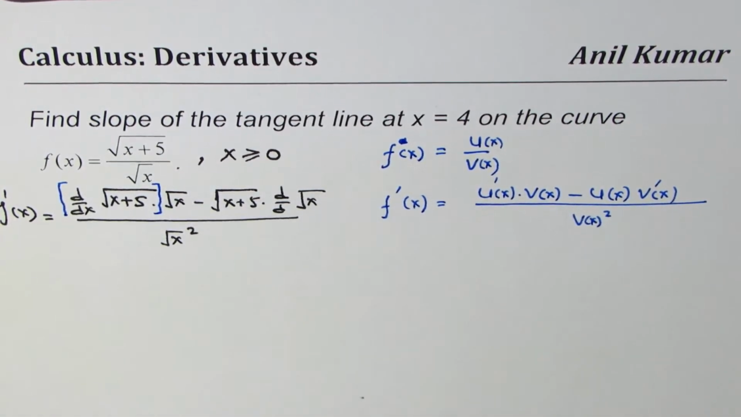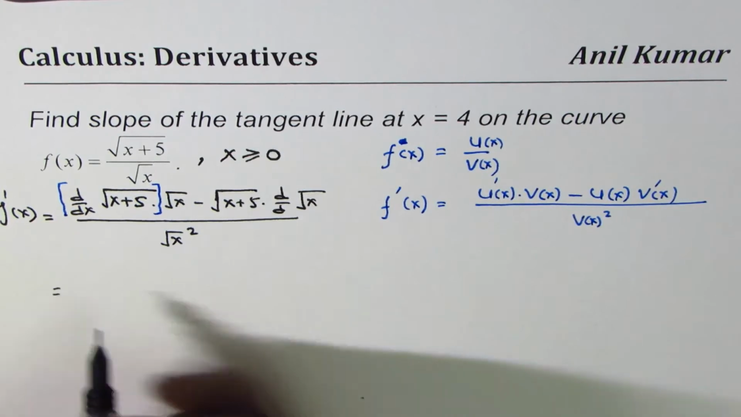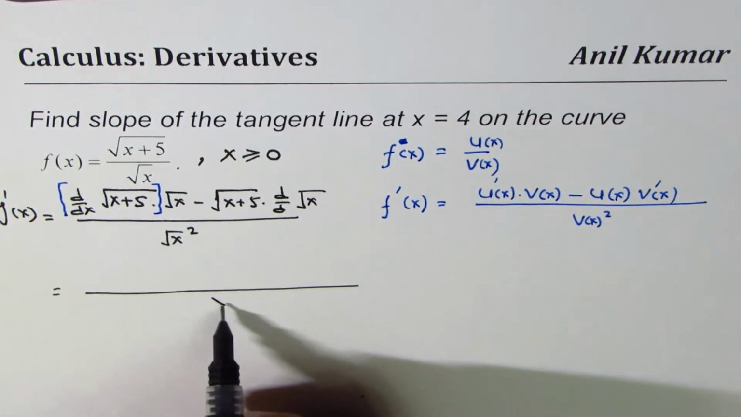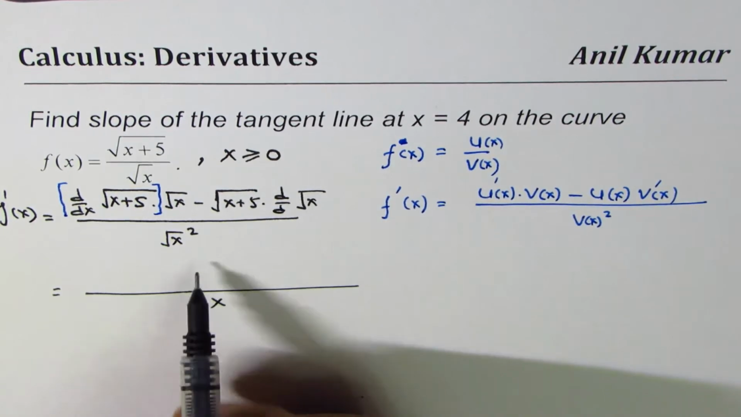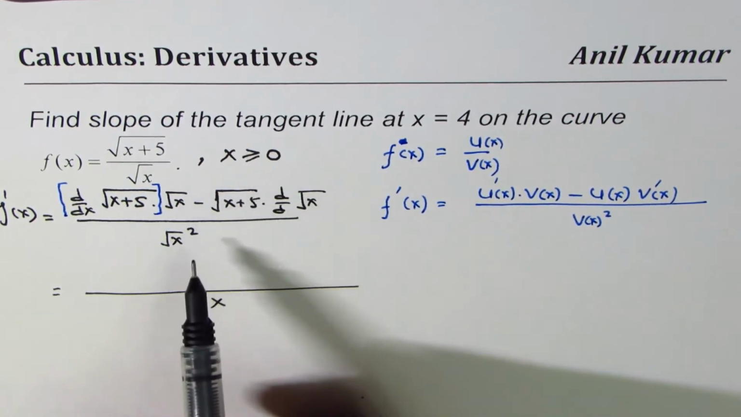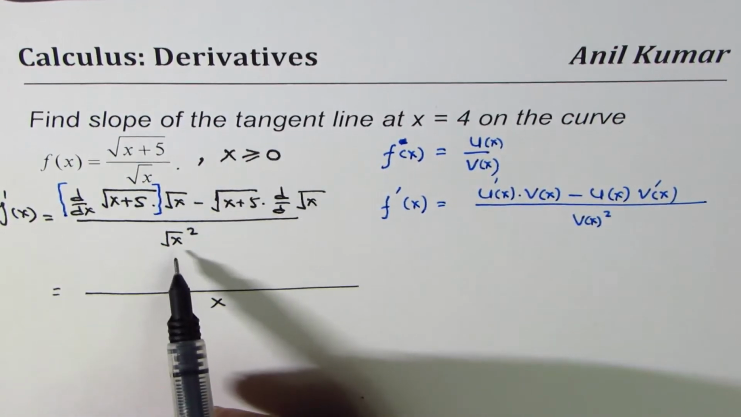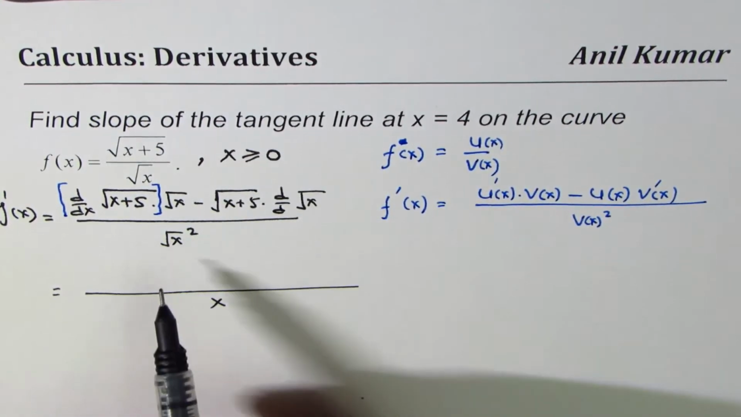Now since x is greater than or equal to 0, square root of x squared is x. That's very important to understand. Normally it is always like this, but if x is not non-negative, then it is the absolute value of x. Remember that.